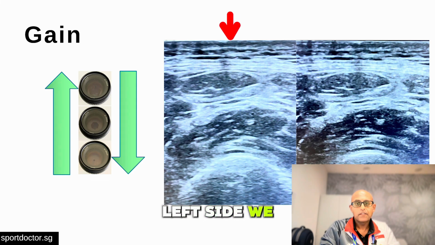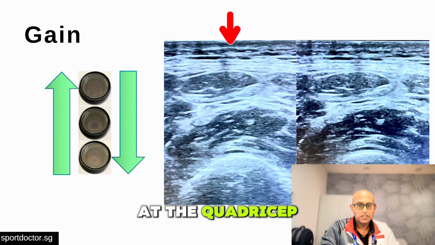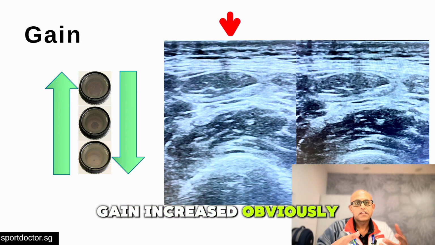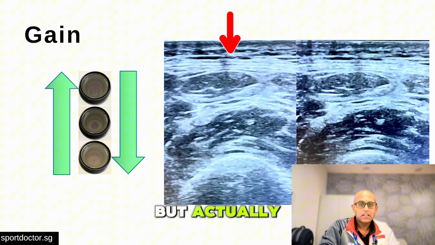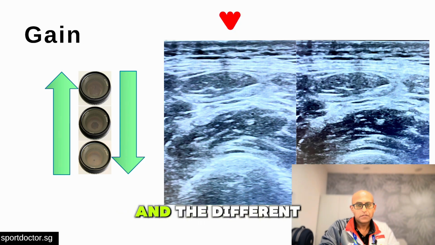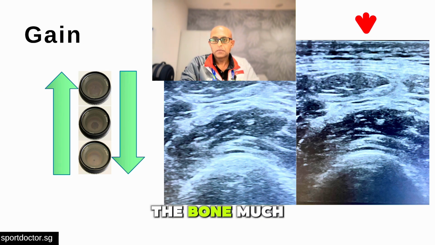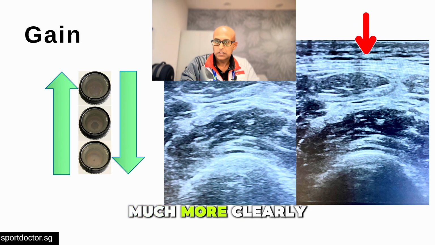So on the left side, we have an image where the gain has been increased, and we're looking at the quadriceps. So we have the femur here, we have the vastus intermedius and the rectus femoris. Now with the gain increased, obviously the picture is brighter, but it is much more difficult to differentiate the muscle boundaries and the different structures. When we reduce the gain in this situation, we can see the bone much more clearly, and we can see the boundary between the muscles much more clearly as well.